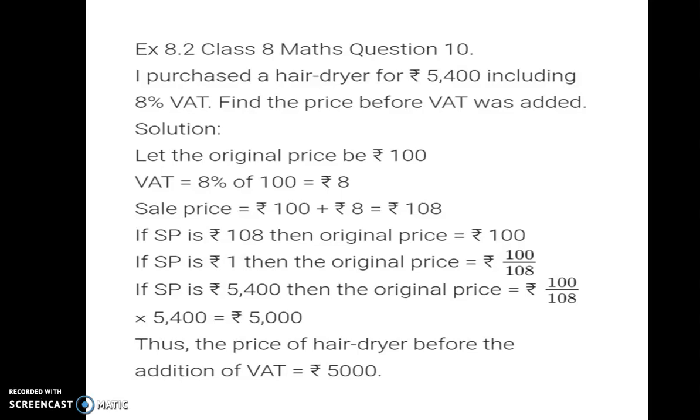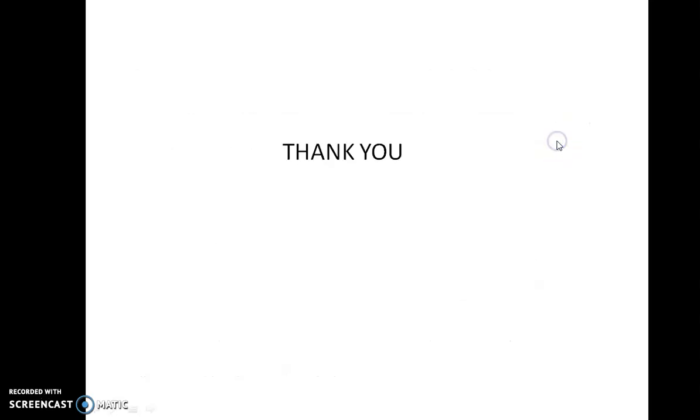So if selling price is rupees 5,400, then original price will be rupees 100 upon 108 multiplied by rupees 5,400. So that is rupees 5,000. Thus the price of hair dryer before the addition of VAT, that is value added tax, is rupees 5,000. So children, this completes your exercise 8.2.